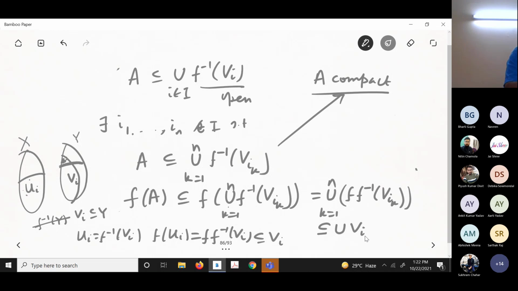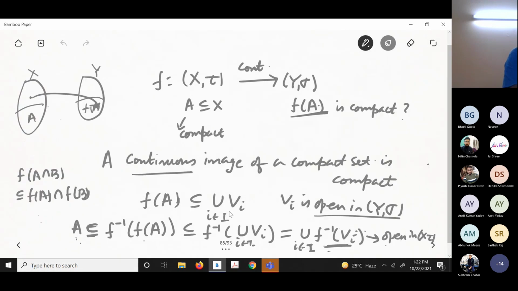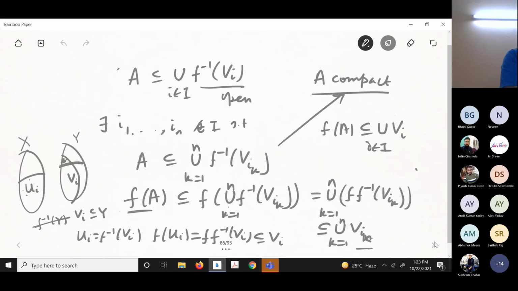Union of Vi, K from 1 to N. Now look, forget all this. Remember that I started in the previous page with an arbitrary open cover here. Now look what I have produced. FA is contained in this, so it's a subcover. So I have produced a subcover, so that FA is compact.